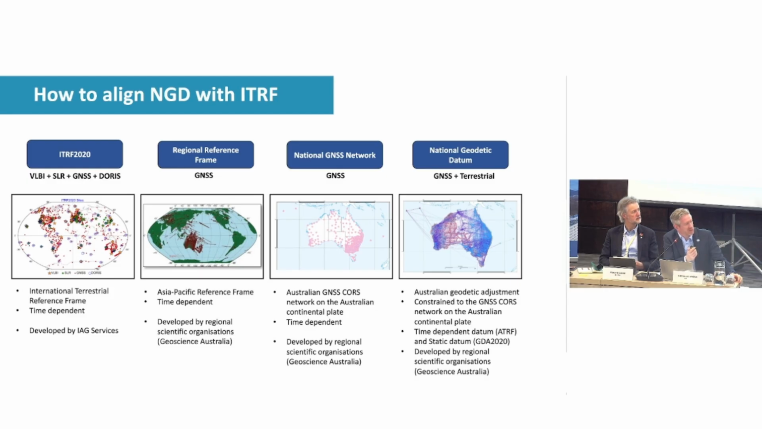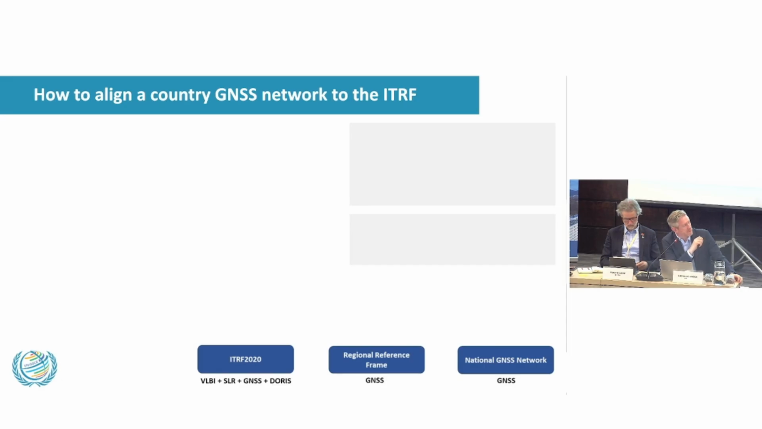So let's step through this in a little bit more detail so that you can understand the steps and the software that you use for these components. And the bits that we're going to cover here, you can see I've got down the bottom. The bits that we're going to be discussing in this section are related to getting your national geodetic datum, choosing your realization of ITRF, interacting with the regional reference frame, and doing GNSS analysis.